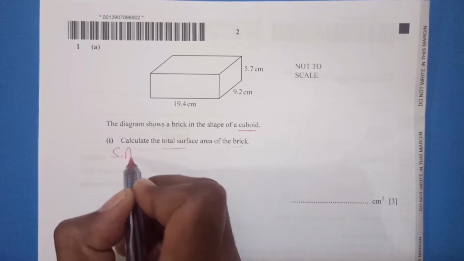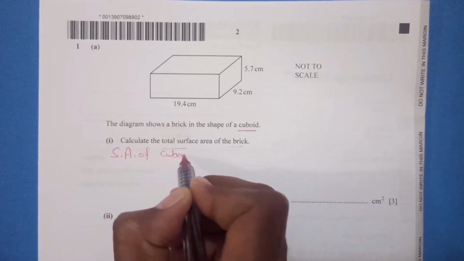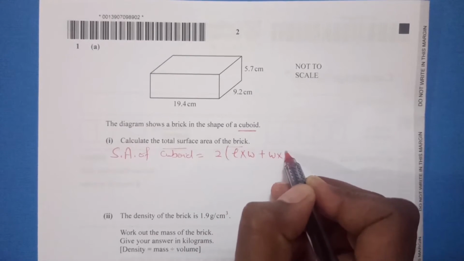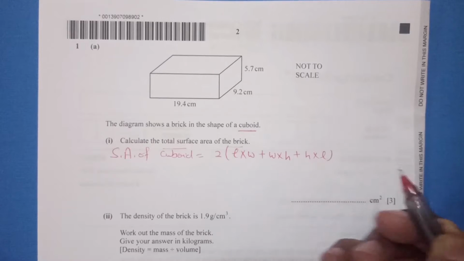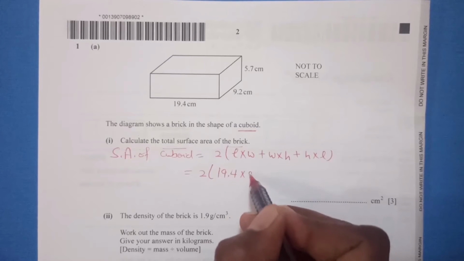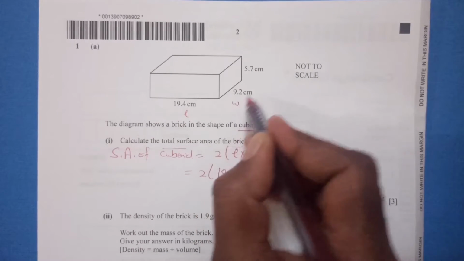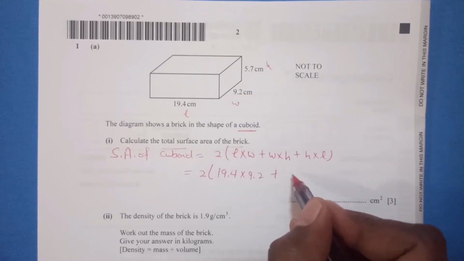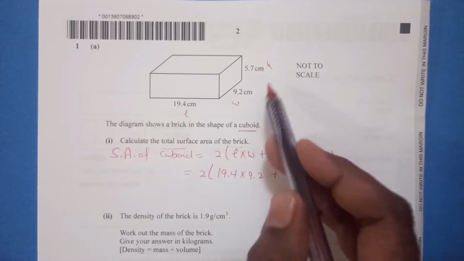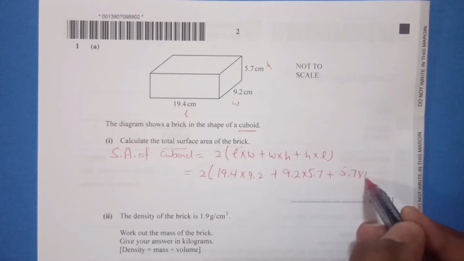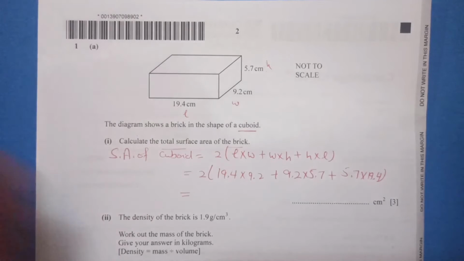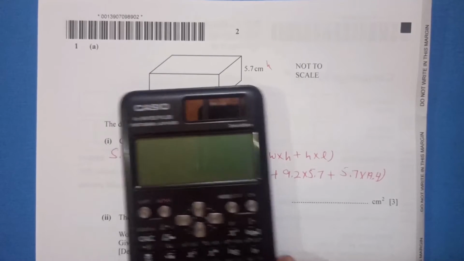So surface area of cuboid is 2 times length times width plus width times height plus height times length, right? So this is 2 into 19.4 times 9.2. So this is length, width, and this is height, right? Then width times height is 9.2 times 5.7 plus h times l is 5.7 times 19.4, right? So when you calculate, you can directly use calculator for that. So let's do that one.